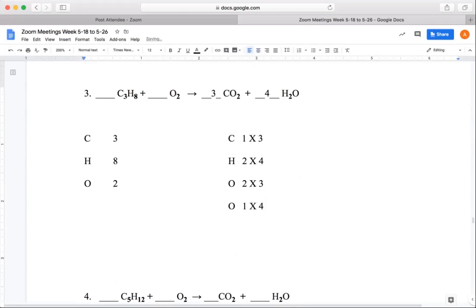Okay, so now let's see what we've got here. We've got the same number of carbons, the same number of hydrogens. Okay, now we've got what here? We've got 6 oxygens here. We've got 4 oxygens here. We have a total of 10 oxygens on the right side. So this is 6, this is 4, total of 10, right? 10 O atoms total.